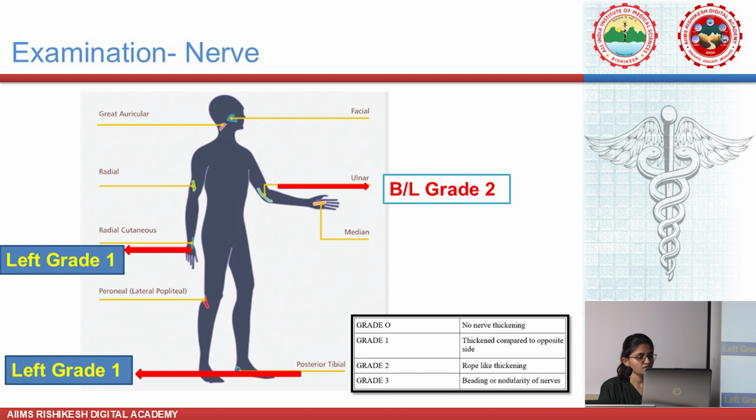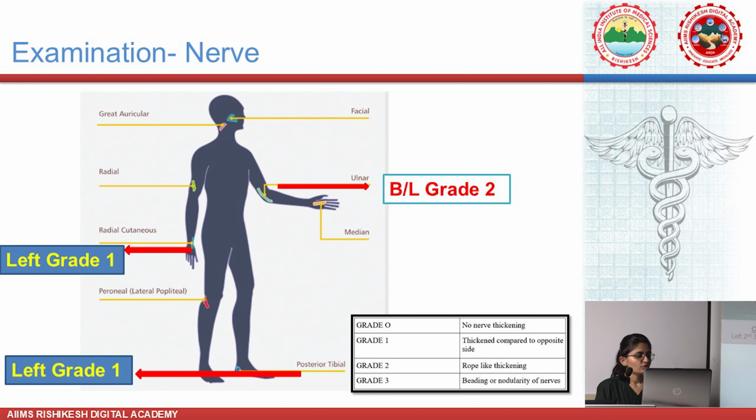On nerve palpation, bilateral ulnar nerves were grade 2 thickened. That was, it had a rope-like thickening, while the left radial cutaneous nerve and left posterior tibial nerve were grade 1 thickened. However, there was no neuritis, that is, there was no tenderness on palpation of the nerves.